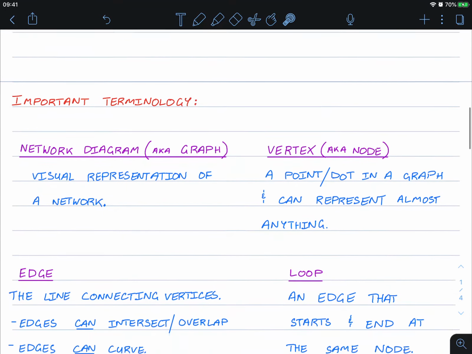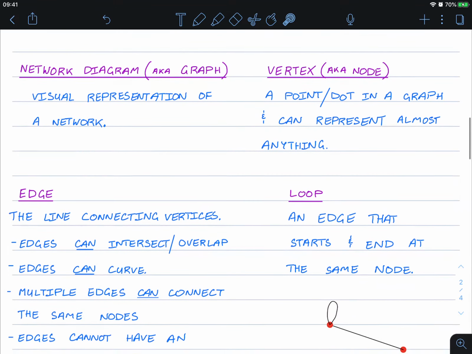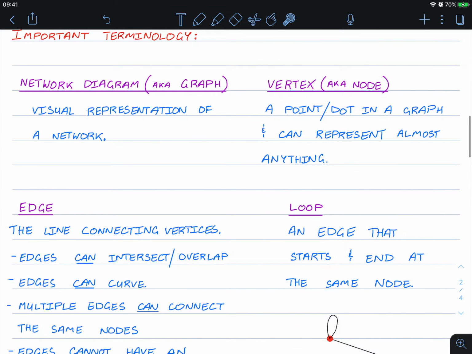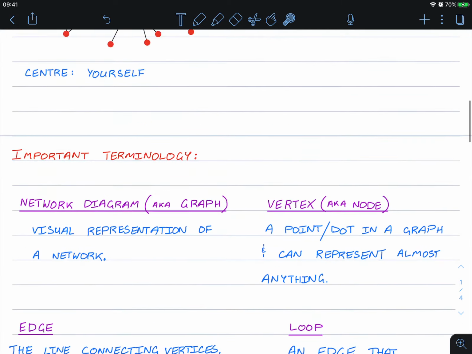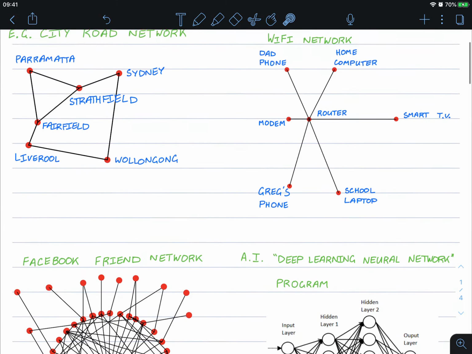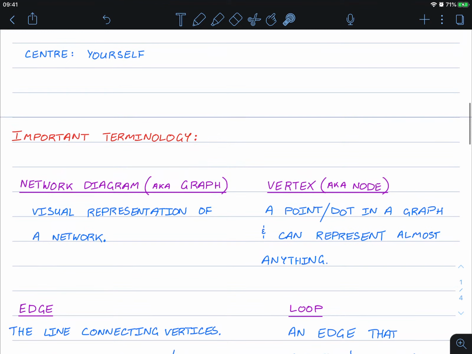Now, here's the important terminology that we need to learn. I'd like for you to write them down. The terminology we have is a network diagram. It's just a visual representation of the network. So these four here are network diagrams. You might also hear, and I'll interchange between the words, between network and graph. These two things mean the same thing.